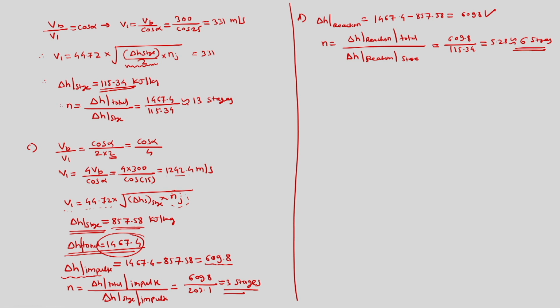So this is how we have seen that, with a fixed boiler condition and a fixed condenser condition, we would have different numbers of stages required for the different kinds of turbines.